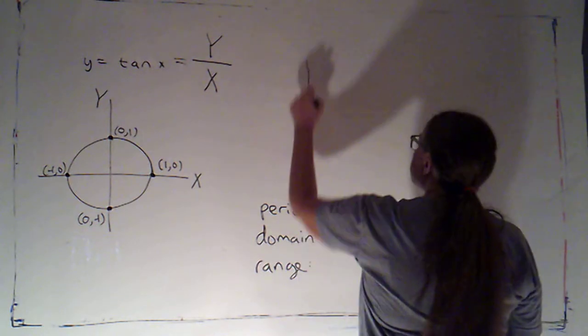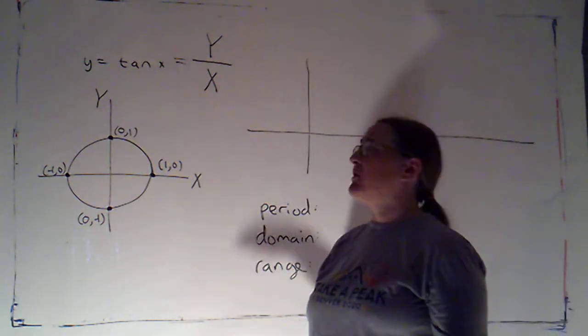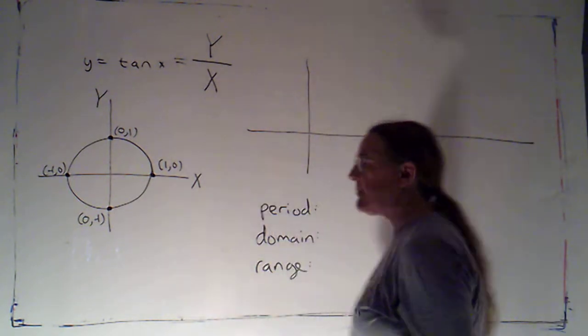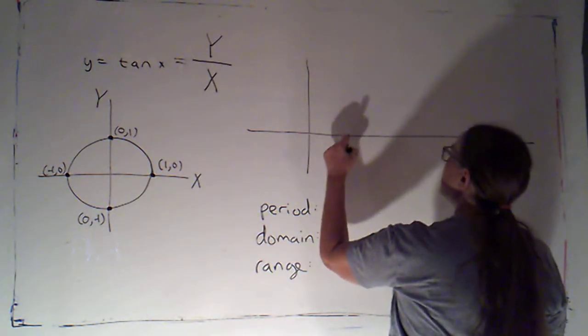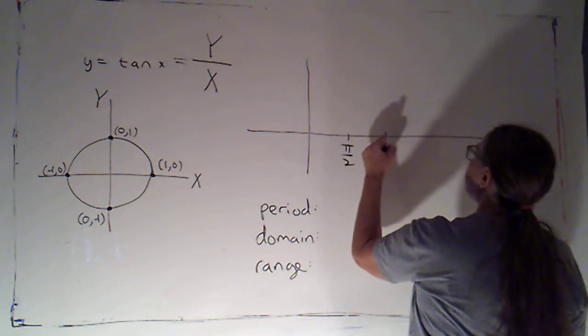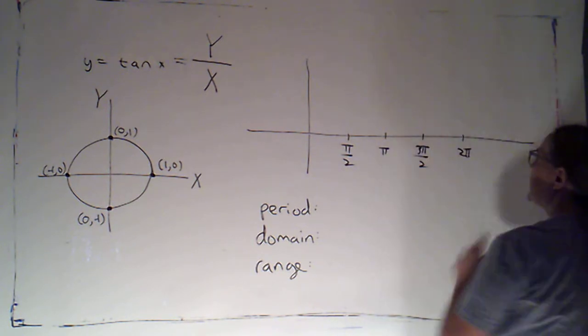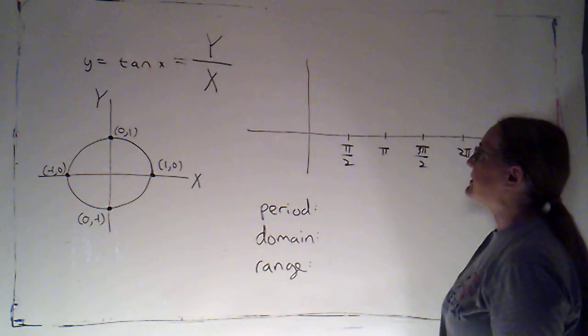Okay. So I'm going to pretend I don't know what this looks like, and so I would just say, well, let's look at what happens as we go around the unit circle once. So I'm going to start by marking off my quadrantal angles for that one revolution. So 0, pi over 2, pi, 3 pi over 2, and 2 pi. Okay. So let's take a look at what happens there.